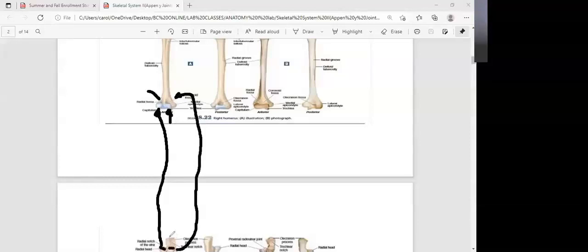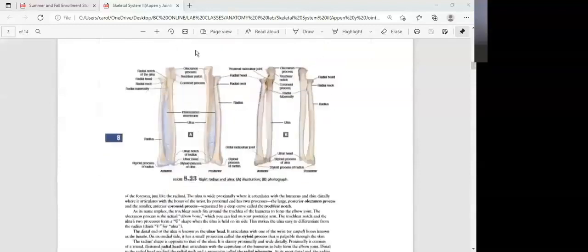If you look at this, the top part, this is the olecranon. But this is in the posterior view because the olecranon will go right here into the olecranon fossa, as you can see right there. Those are the bone markings that you have in the proximal epiphysis.